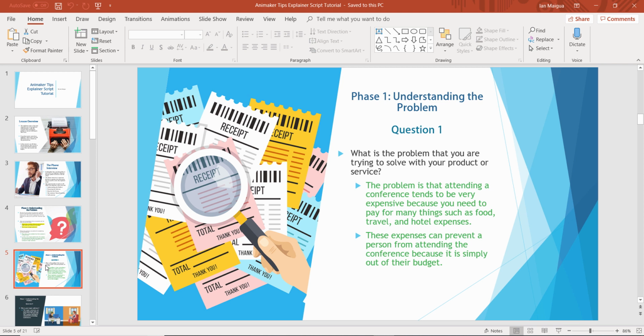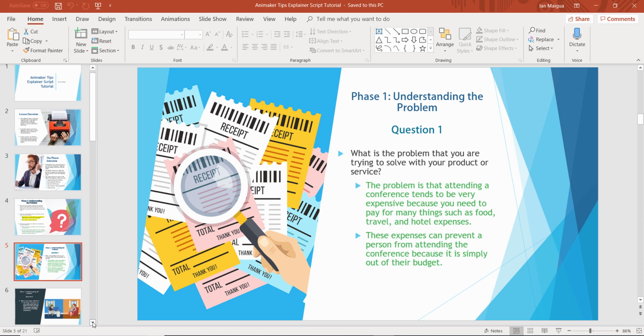If you look back to the video, you should have noticed that the major problem was that attending a conference or going to an event tends to be expensive because you have a lot of things to deal with, such as food expenses, travel expenses, and hotel expenses. These expenses can prevent a person from attending the conference or event because it's simply out of their budget. Question 1 is important because you need to figure out what the problem is so that you can show your audience how your product can solve the problem.